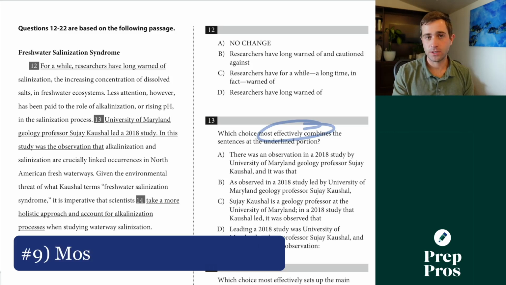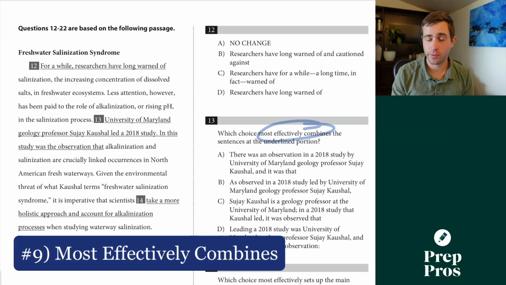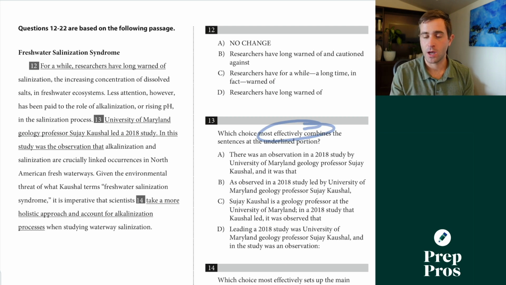Now, the ninth thing you're definitely going to see are these most effectively combines questions. And on most SATs, you see 3 or 4 of these, so there's a lot of points. There's a few simple rules you can follow to get them right. Number one, when in doubt, pick the shortest answer. Around 80-85% of the time, that shortest answer is correct.